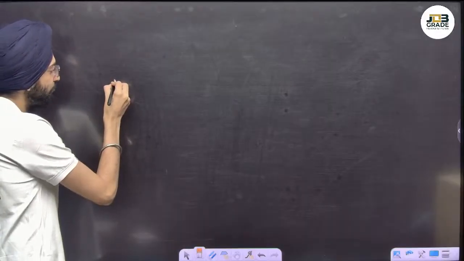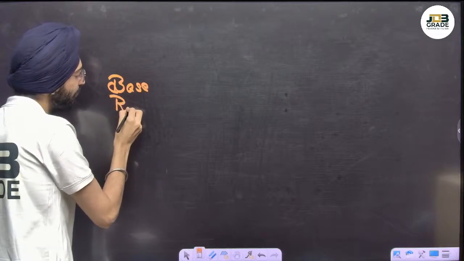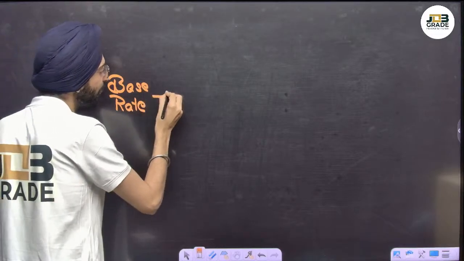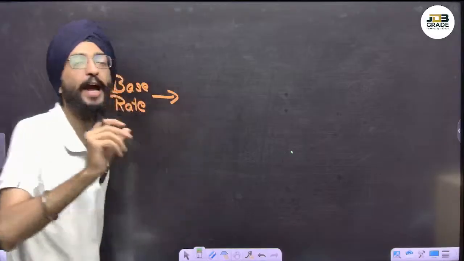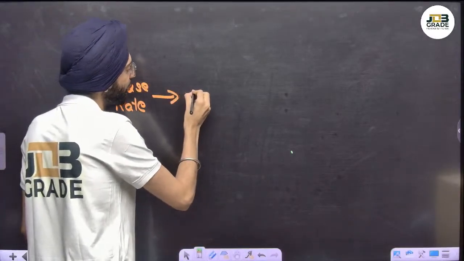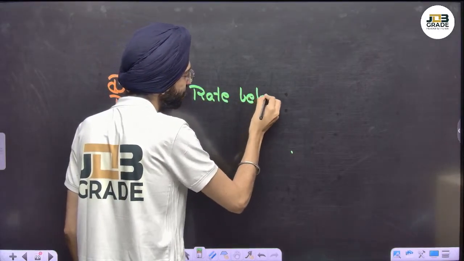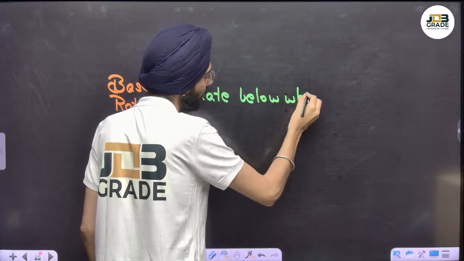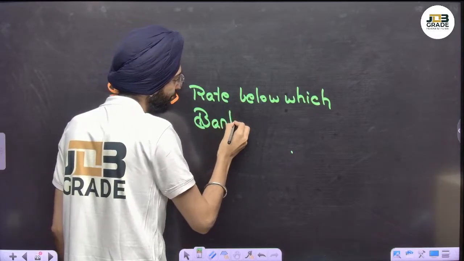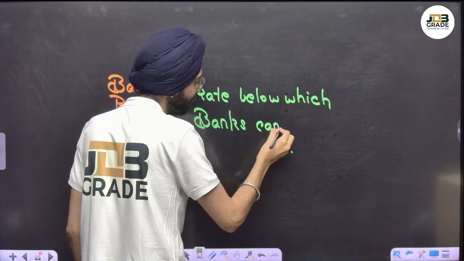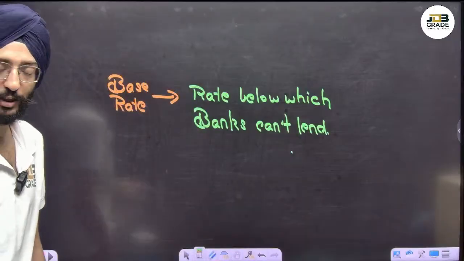It's called the base rate. What's the base rate? Sir, it is the rate below which banks can't lend. That's been directed by RBI under the RBI Act 1934. The rate below which banks can't lend. That's as simple as that. That's the base rate that's been decided.